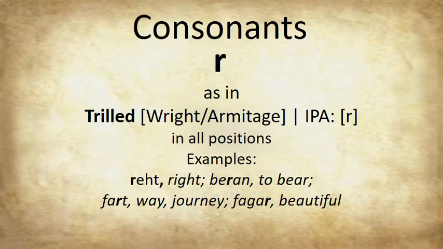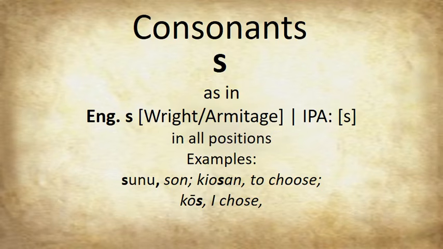R in Old High German is trilled, so it's an R sound, and you trill it in all positions. So recht, right, bäran, to bear, fart, way, journey, fagar, beautiful. S in Old High German is very simple. It is the voiceless S in English, so it's an S sound in all positions, so there's no Z sound with S. It's all S, as in snake in English. So we have our examples here of sunu, sun, kyosan, to choose, course, I chose.